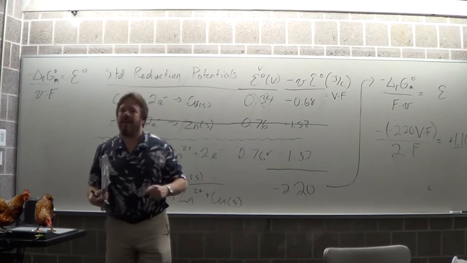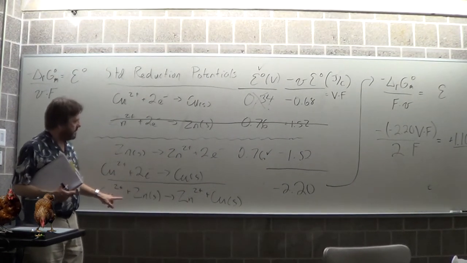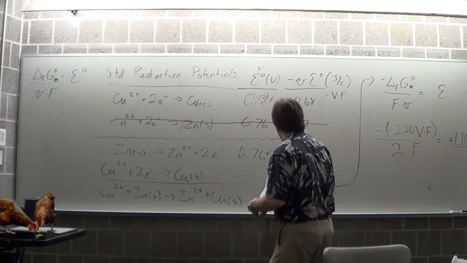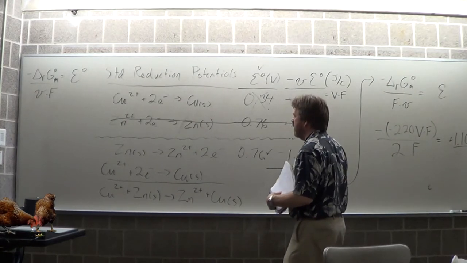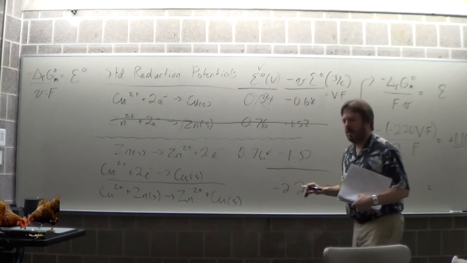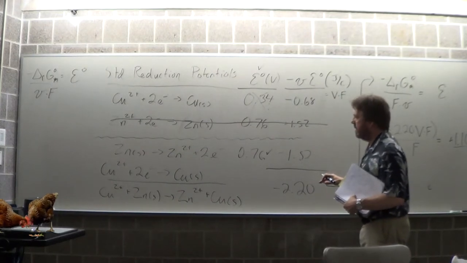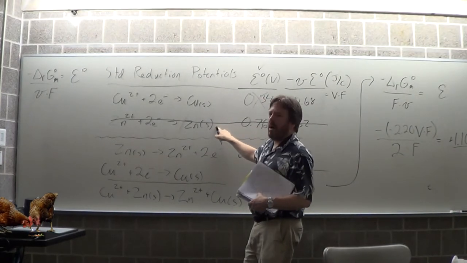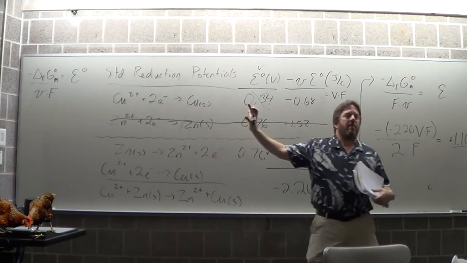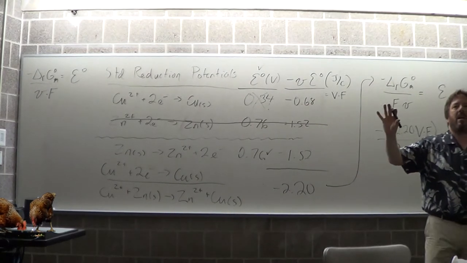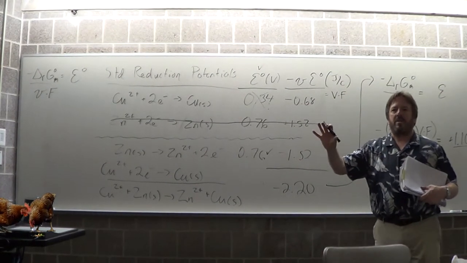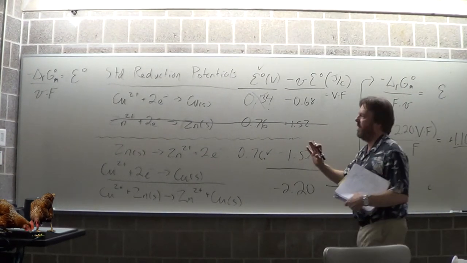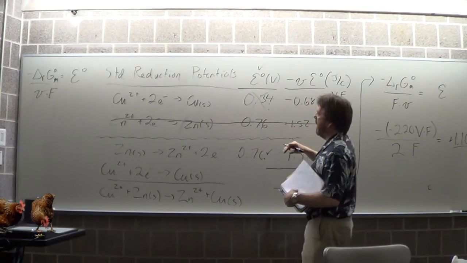Question: I lost you down here where you've got the two. Why did we swap the zinc, to zinc solid going to zinc ion plus two? Okay, so again, you've been asked to design a cell, and you Google standard reduction potentials. This is the basis of it. This is the data you have to work with. This is what you find online. So I give you what you find online.